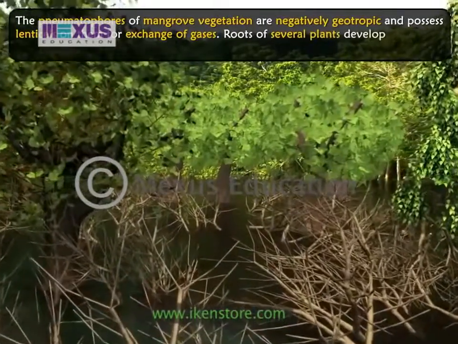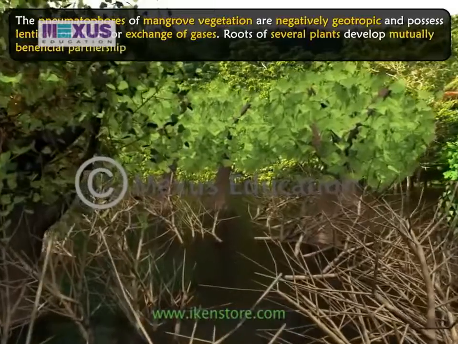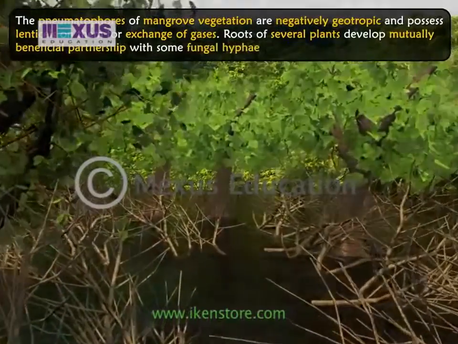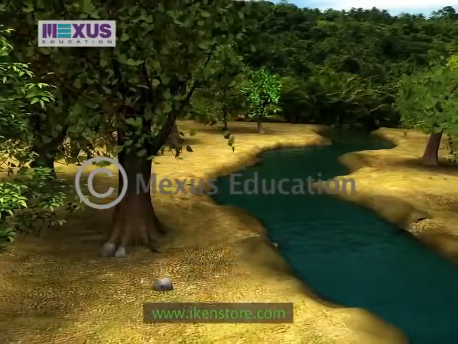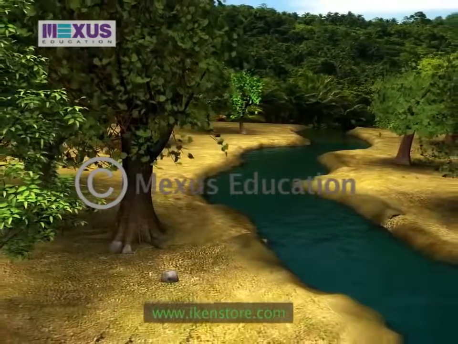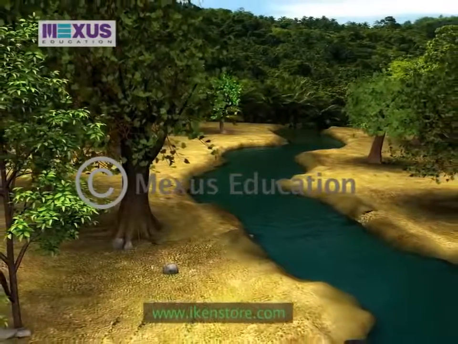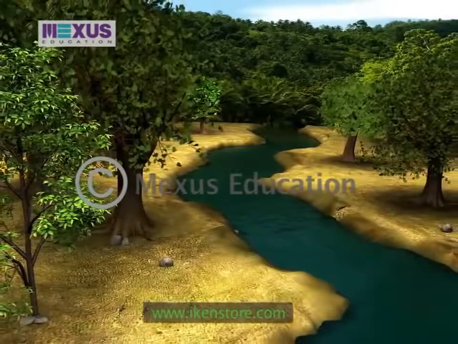Roots of several plants develop a mutually beneficial partnership with some fungal hyphae to form mycorrhiza. Thus the root, performing innumerable functions, is the lifeblood of all vegetation.